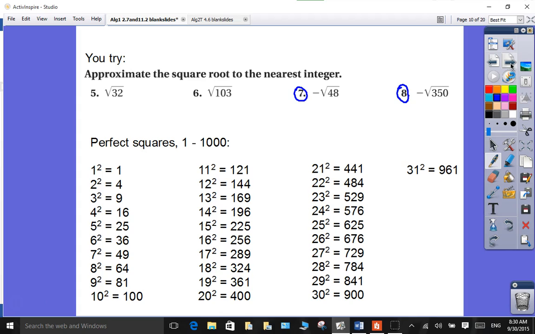What'd you say on number 7? Which integers was it in between? 6 and 7, and which one was it closest to? And was it plus or minus? Minus, right? So that's -7. And 350, looking at that list? Yeah, 350 is in between these two. So between 18 squared and 19 squared, which one does it look closest to? It looks closer to the 19, so we're gonna estimate these.